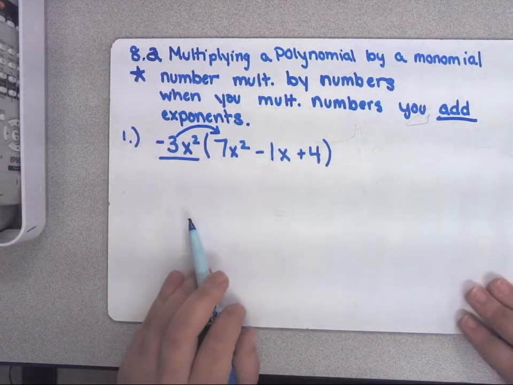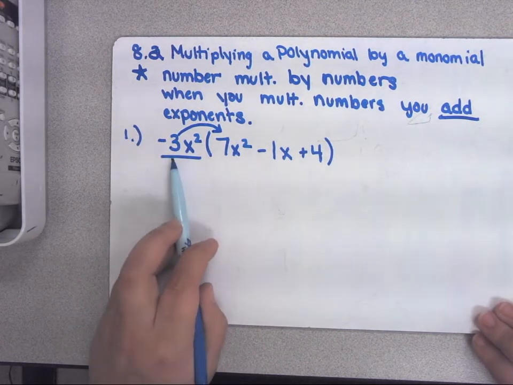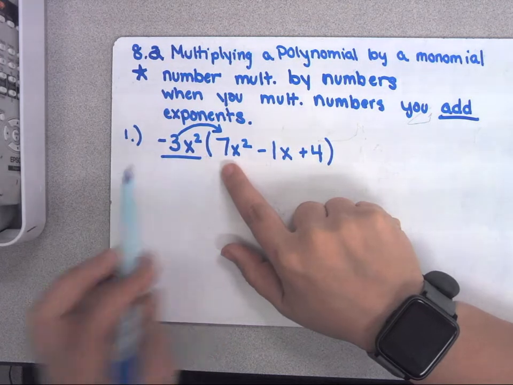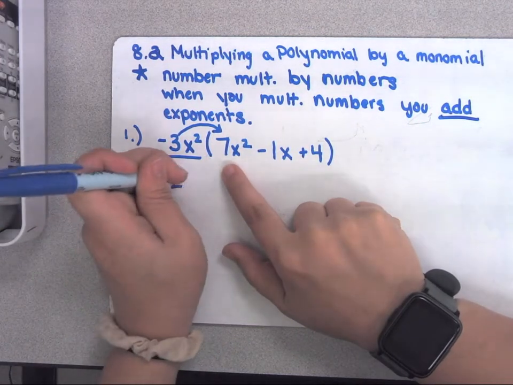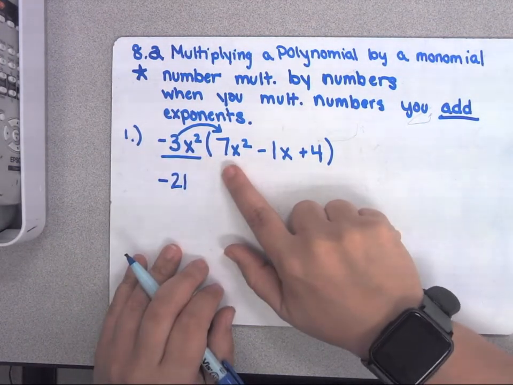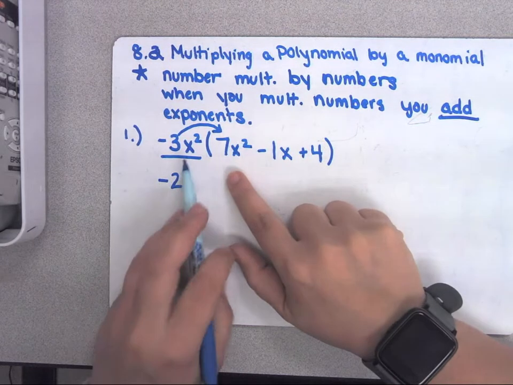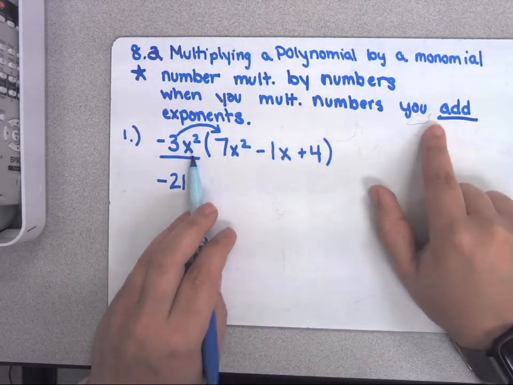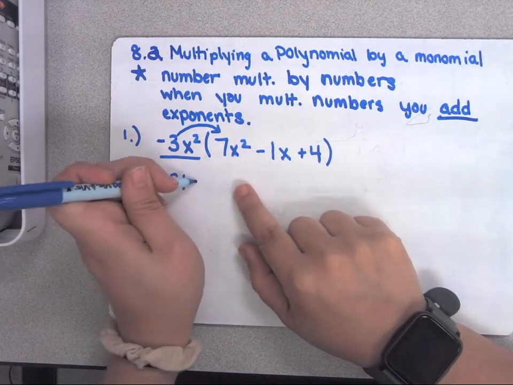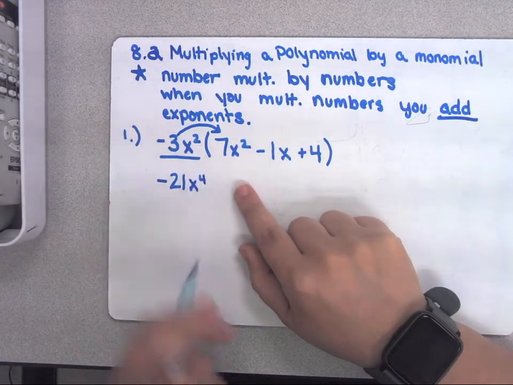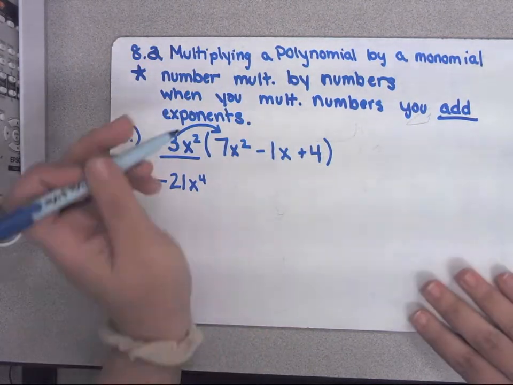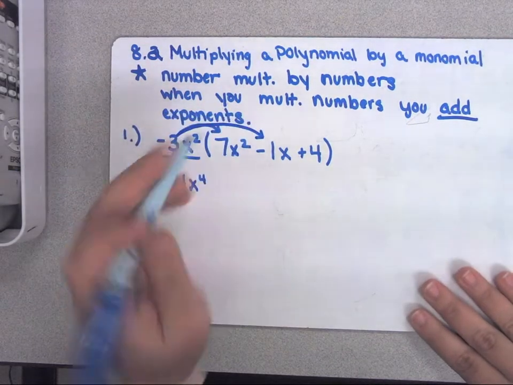So one thing at a time. Negative 3 times 7. Negative 21. Then how many x's do you have? I have 2 x's here and 2 x's here. So you add them together. How many do you have total? So I'm going to write x to the 4th because that's how I see how many I have. Now I'm going to do the same thing with the next one. Arrow to the middle one.